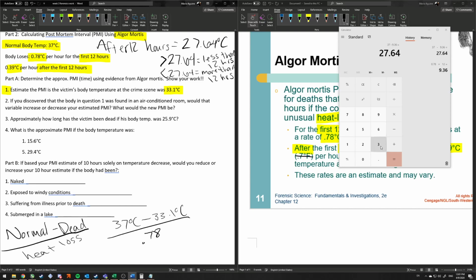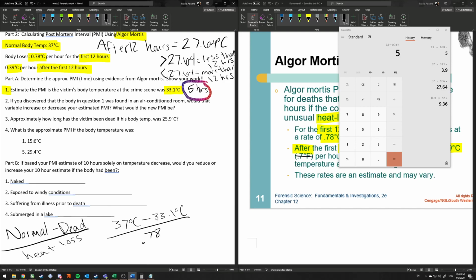So let's just plug all this into the calculator. So first, we're going to subtract the two temperatures. 37 minus 33.1. That's 3.9. Okay. Divided by 0.78. Boom. So 5 hours. So we know this person has been dead for 5 hours. And then we'll rainbow circle it because why not?